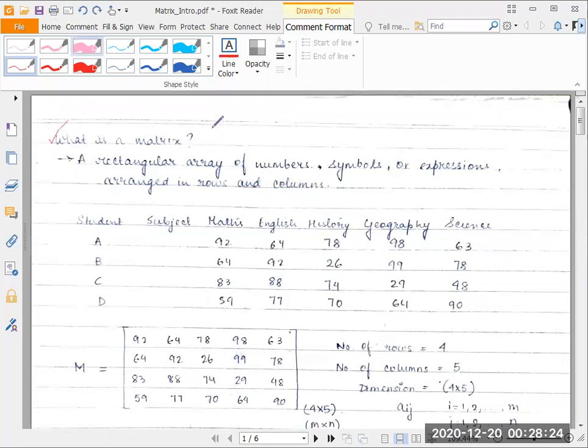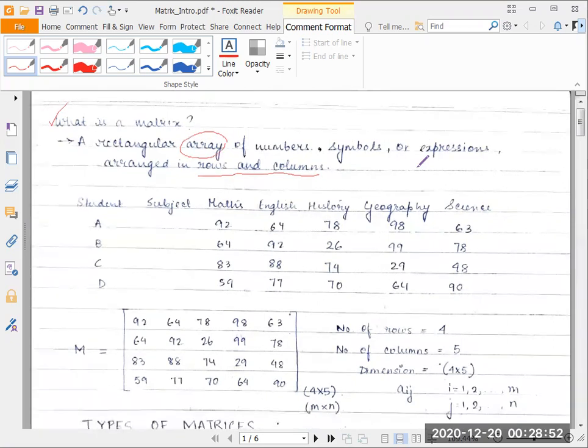So let me just underline that first for you. It needs to be arranged in rows and columns, and it's a rectangular array of numbers. So what do we mean by an array? An array is essentially a collection of numerical data or numbers or symbols or expressions as it's given in the definition. Now, what is the practical application of matrix?